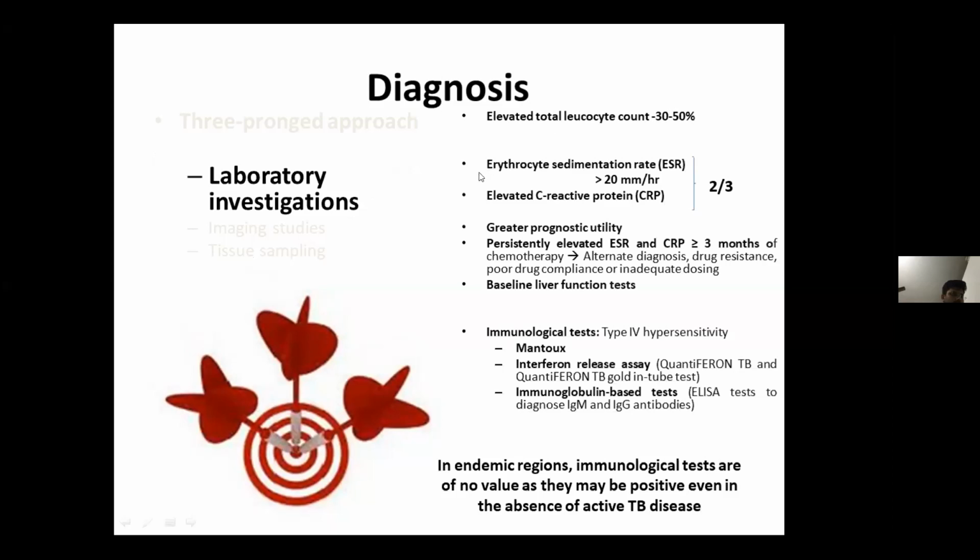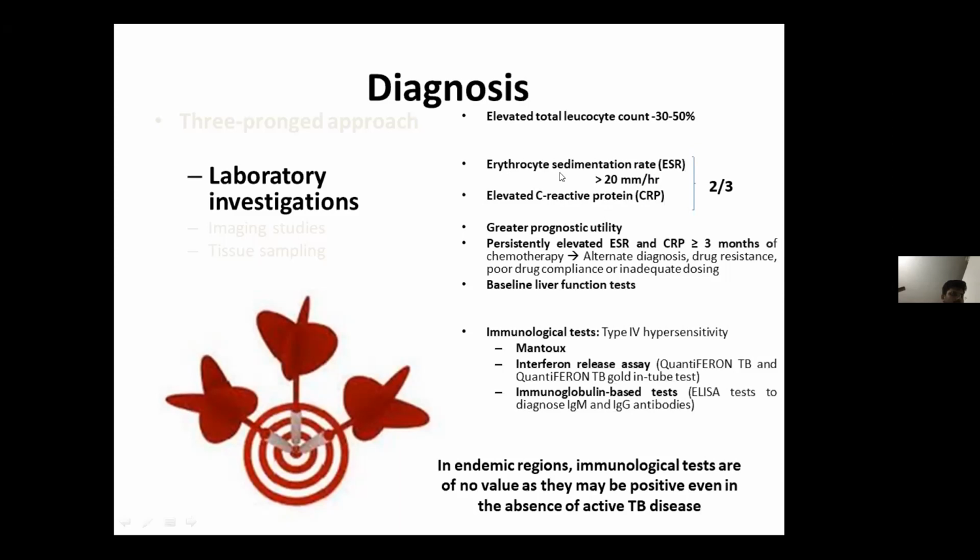And the inflammatory markers, erythrocyte sedimentation rate and C-reactive protein. The literature says around 2/3 of these patients have elevated inflammatory markers. At our institution, we tend to rely more on erythrocyte sedimentation rate rather than C-reactive protein. We think C-reactive protein is more relevant in acute pyogenic infections, but I think most of the centers do both, give importance to both.